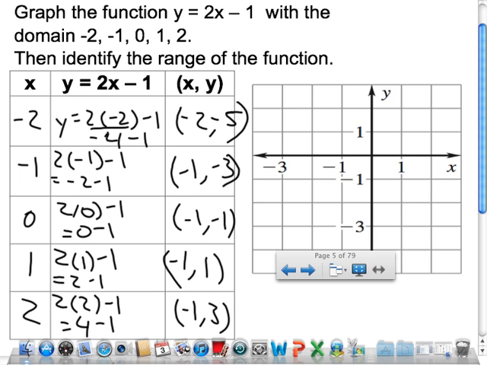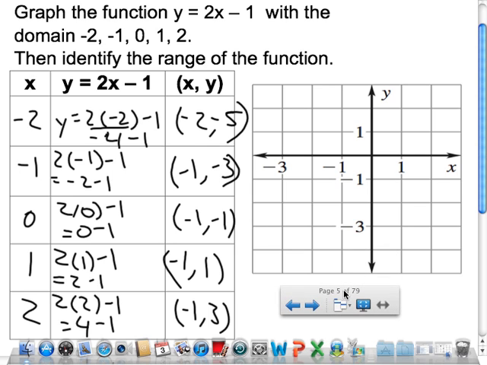Okay, negative 2, negative 5. So negative 2, negative 5, negative 1, negative 3. I goofed up here. This should have been 0, negative 1. And this should have been 1, positive 1. And this should have been positive 2, 3. My apologies.